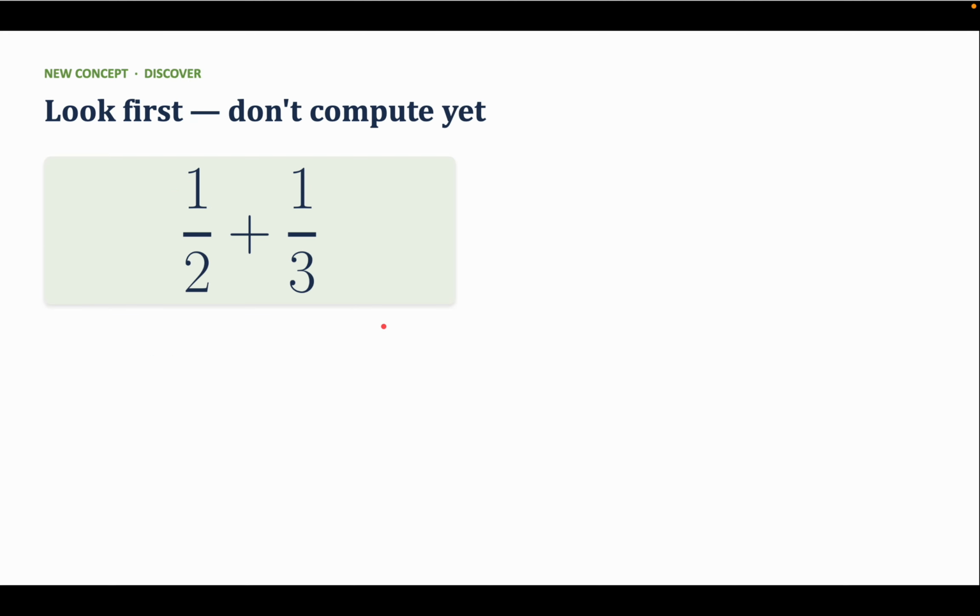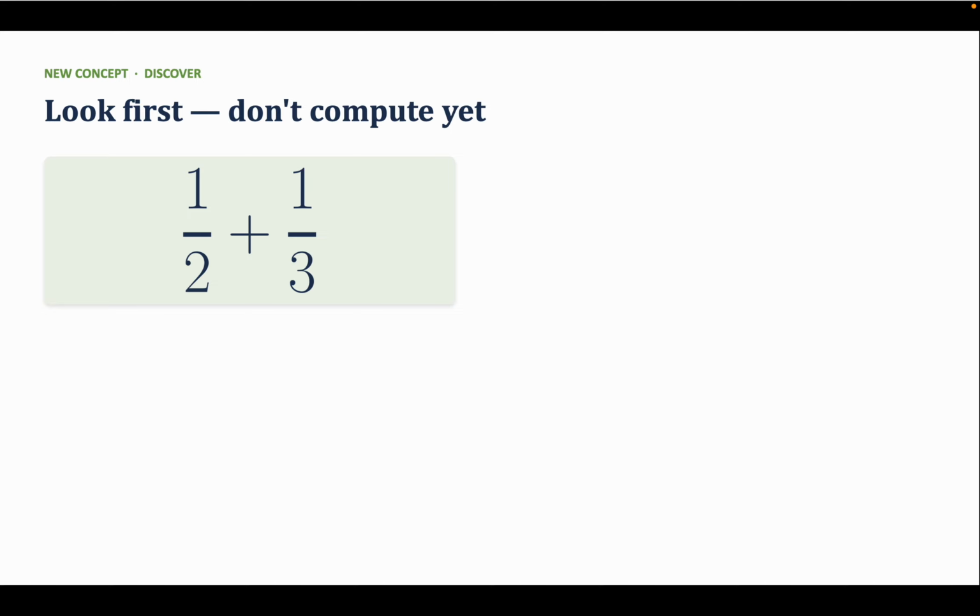Now for something new. What do we notice about these two numbers, 1/2 and 1/3? Right, the denominators are different. Can we just add the two fractions together like we did before? Can we add 1/2 and 1/3 as it is? We would get 2/5. But does that make sense? 2/5 is less than 1/2, which we were adding to, so that doesn't make sense.